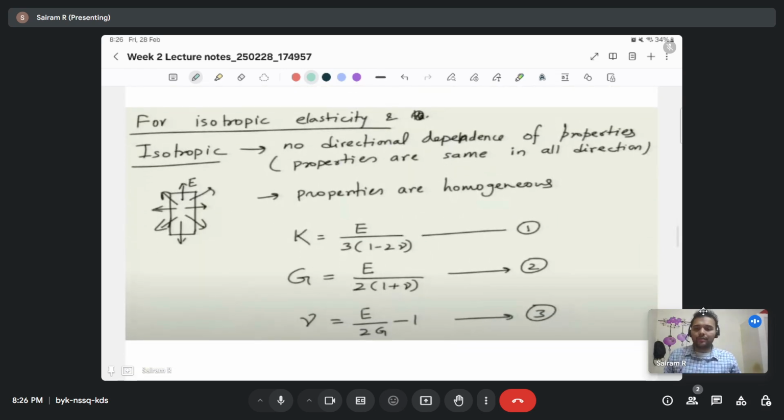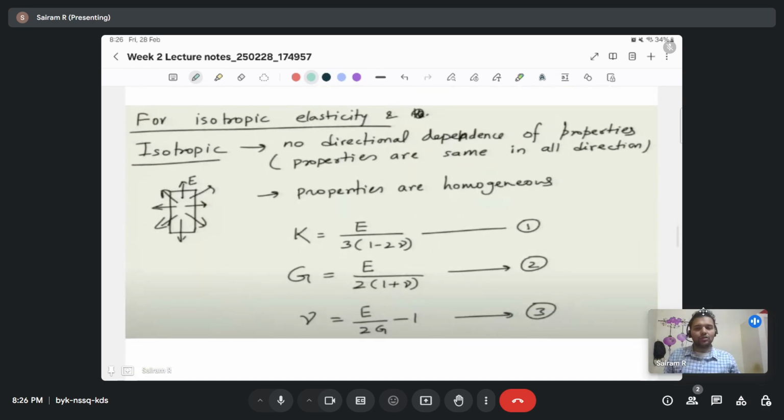When we assume elastic modulus to be isotropic in nature, which means it is equal and homogeneous in all directions, then we don't necessarily need to know all four of those quantities. Even if we know two or three of those quantities, we will be able to compute the remaining. So these are relations between the various.